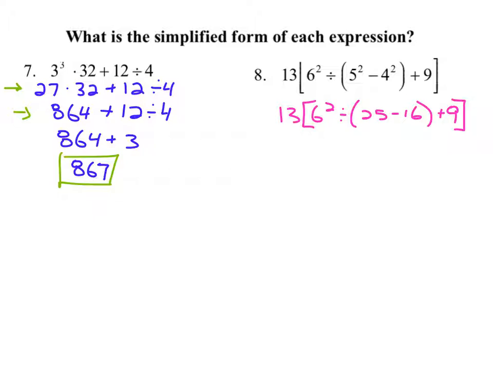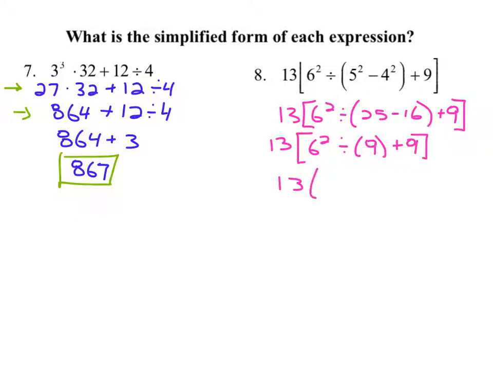We need to come to a single number there. Okay? So I'm going to write everything the same. 13 brackets 6 squared divided by, and I'm going to put this in parentheses still. 25 minus 16 is 9. Plus 9. Now there's nothing else to do in there. Okay? So now we can drop those now. But sometimes you get a negative number, you want to keep the parentheses there.